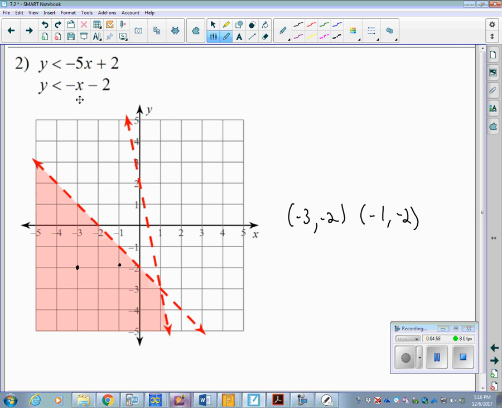Okay, so that's one example. Let's take a look at another.